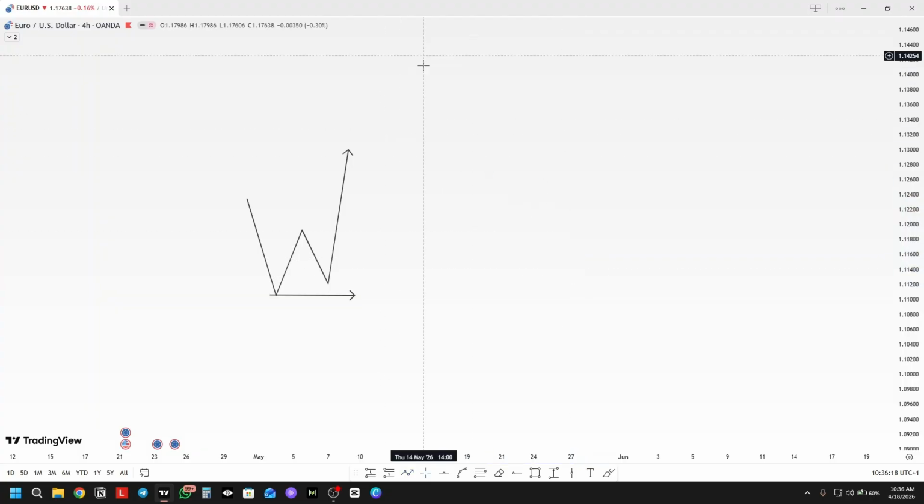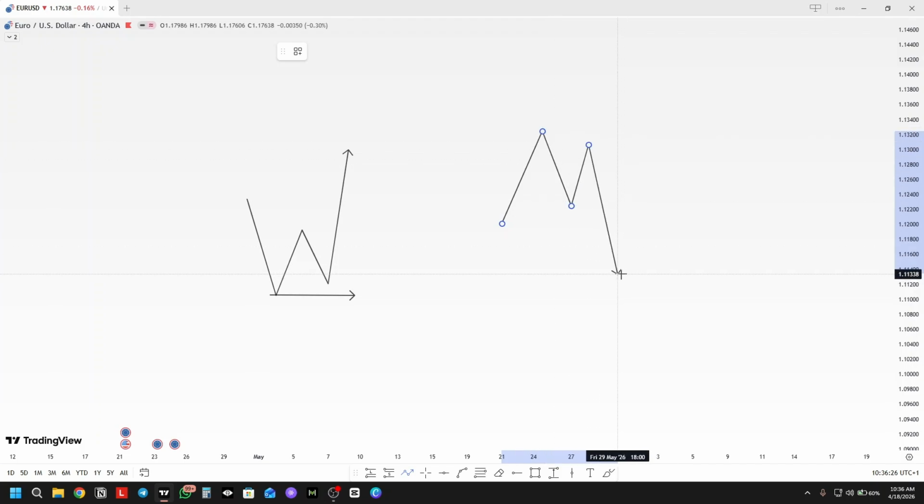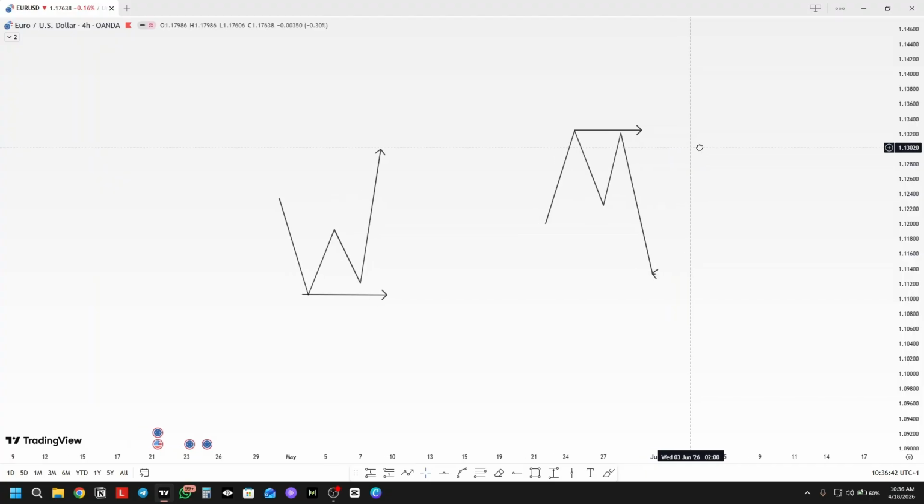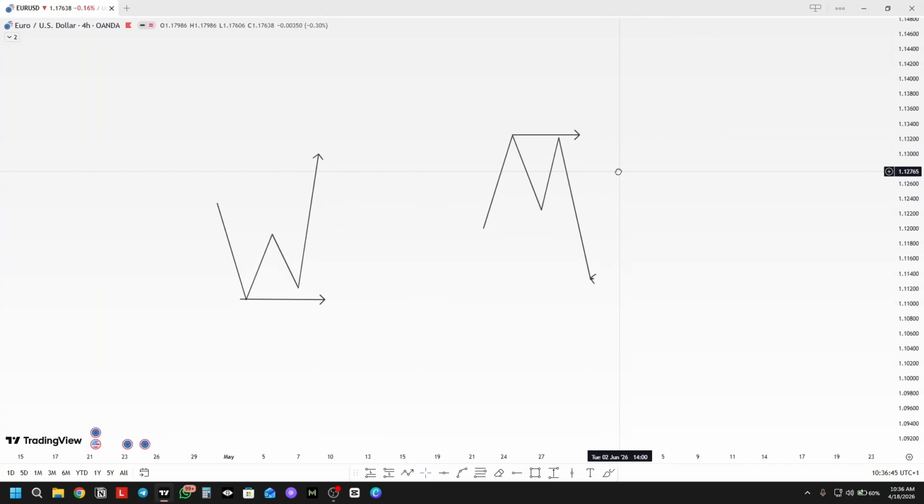You understand? So the second pattern is this. Okay, sorry. Yeah, it's supposed to be like this. So this is the second pattern. This is a double top. This is a bearish pattern, right? So you can screenshot if you want.